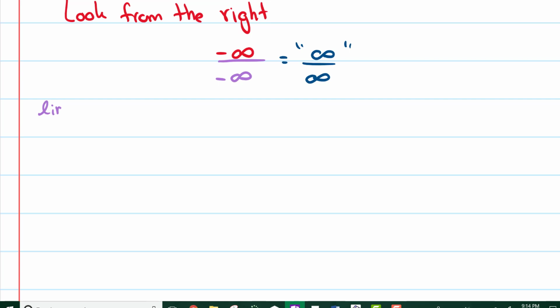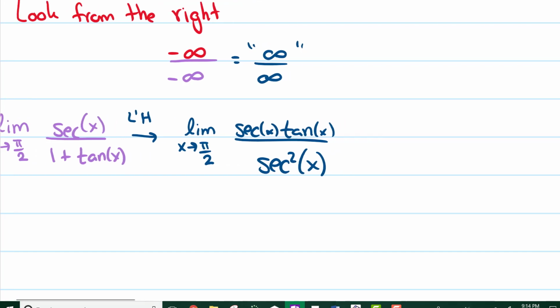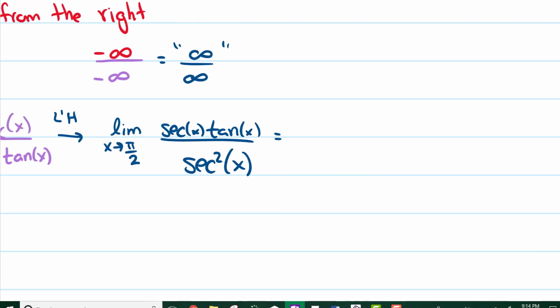So we have the limit as x approaches pi over 2 of secant of x divided by 1 plus tangent of x. And by using L'Hopital's rule, we get that this equals the limit as x approaches pi over 2, and the derivative of secant is secant tangent, and the derivative of 1 plus tangent is secant squared. So doing a little simplifying, I'm going to rewrite this as the limit as x approaches pi over 2. One secant is going to cancel from my denominator, so I'm going to get tangent of x over secant of x.